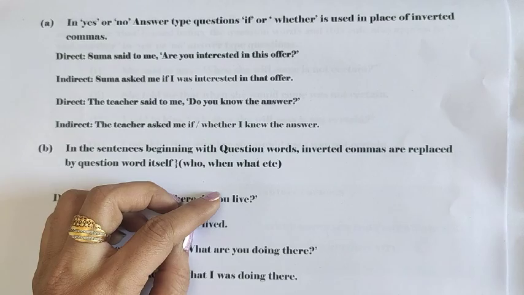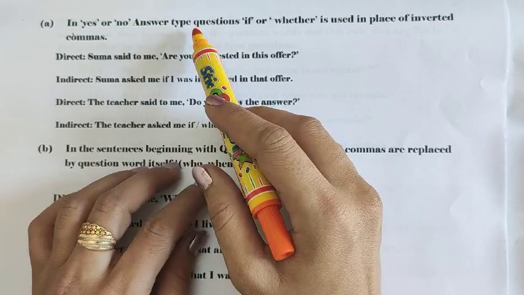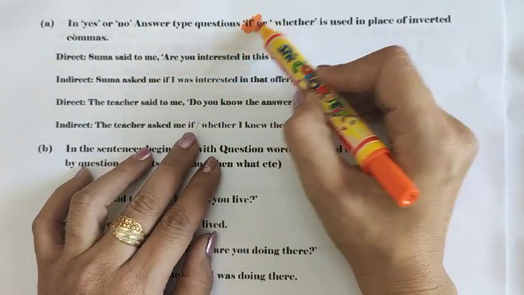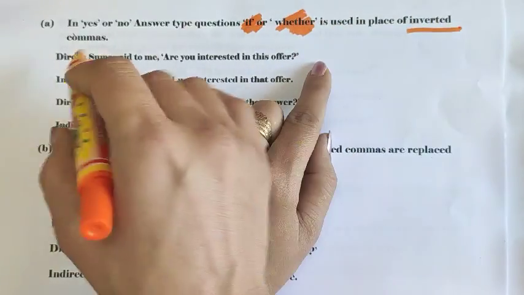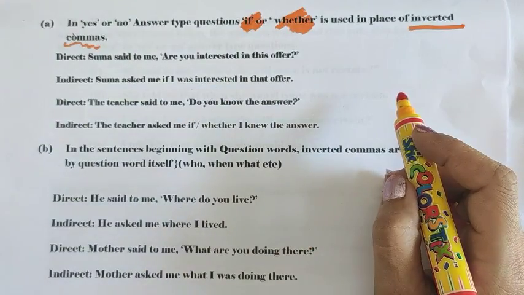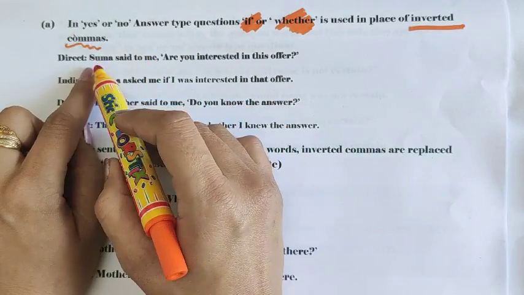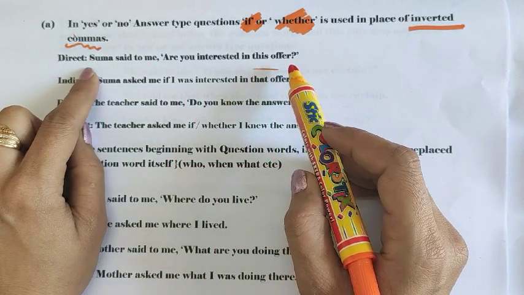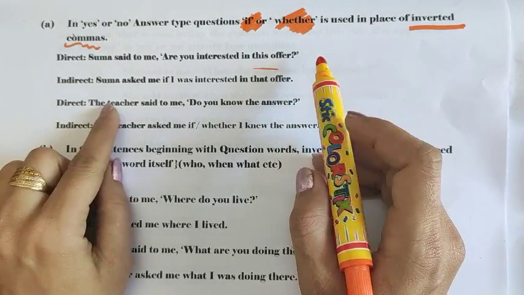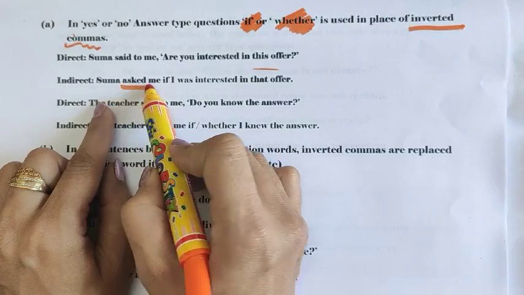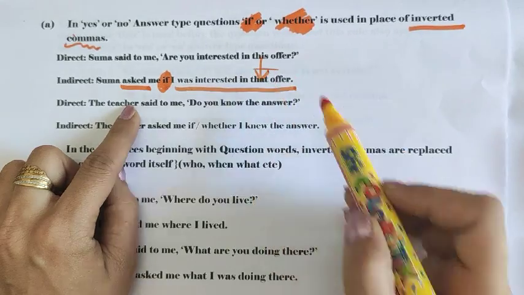First of all, we are going to discuss yes-no type questions. In these yes-no type questions, if or whether will be used in place of inverted commas. Make a note over here. Let's practice with some examples. Here there is a direct speech: Suma said to me, are you interested in this offer? When we convert it into indirect, Suma asked me if I was interested in that offer.